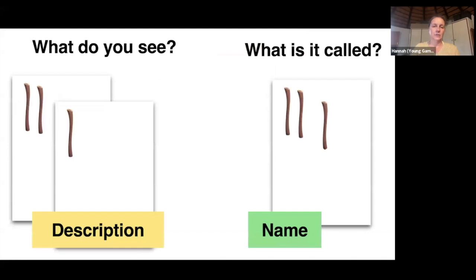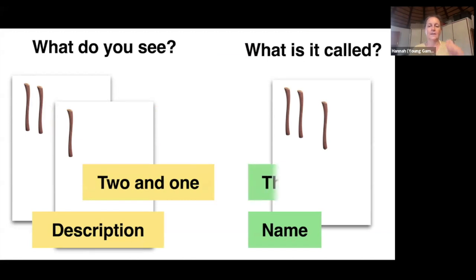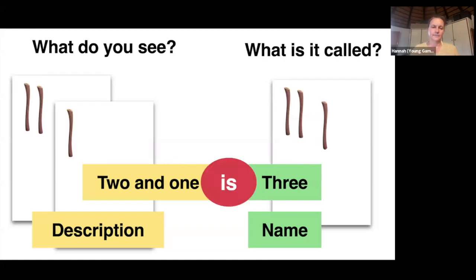From there, we go on to 3, for example. Now they know 1 and they know 2, so I can show them that. And they can describe that to me as 2 and 1, or 1 and 2. Some might describe it as 1 and 1 and 1. No problem. That would be the description, 2 and 1 or 1 and 2. The name of this particular collection, 2 and 1 or 1 and 2 or 1 and 1 and 1, the name is 3. So you can see that they're learning to describe and name at the same time.